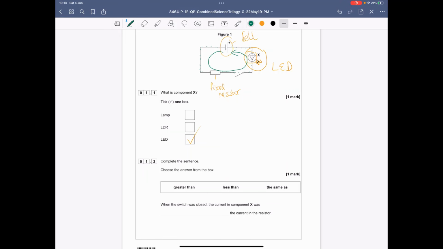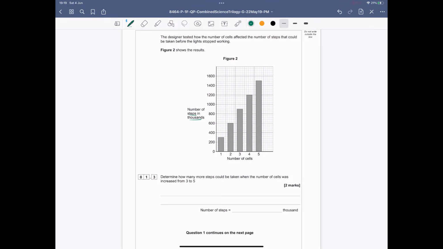It's like a flow of water. So therefore we would say the current in a circuit is the same as the resistor. Okay, so current in a series circuit is always the same. If it was a parallel circuit, it would be slightly different. But if you don't remember your series and parallel circuit rules, go back and watch the video.